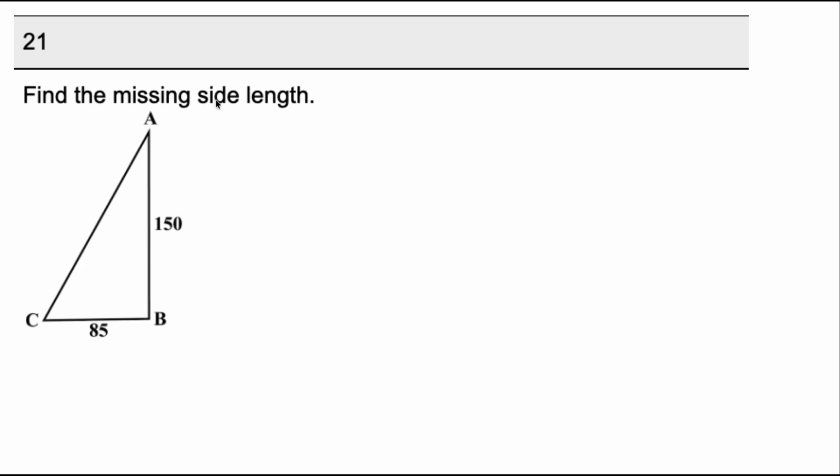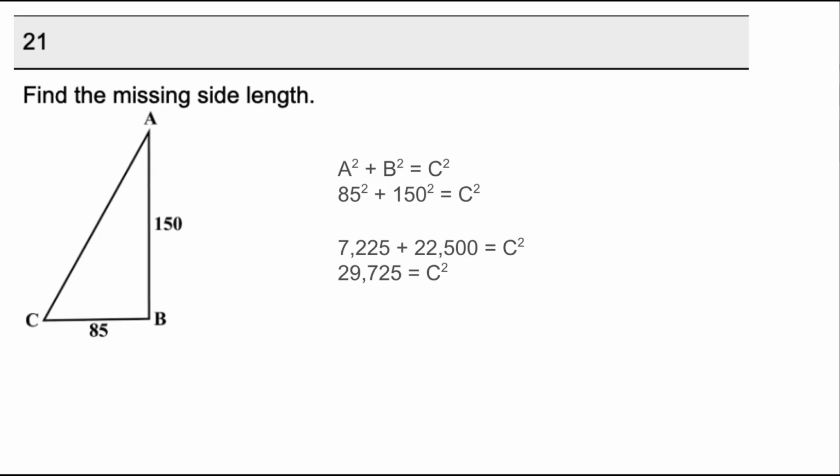Find the missing side length. So we are going to use our Pythagorean theorem. We don't know this is a right triangle, but I'm telling you this is a right triangle. So we have our formula, a squared plus b squared equals c squared. C is our hypotenuse, which we do not know. So we go ahead and plug in the a and the b. We enter that into our calculator, and we get 29,725 equals c squared.